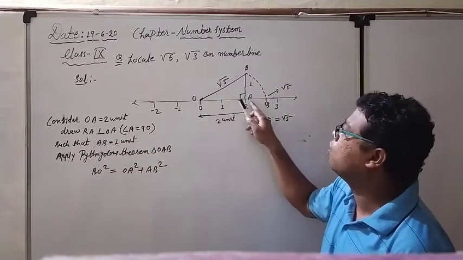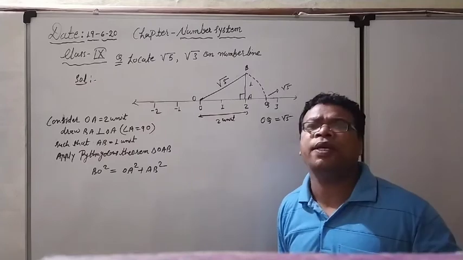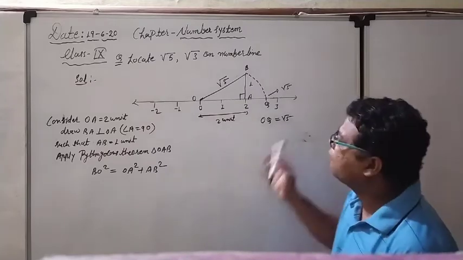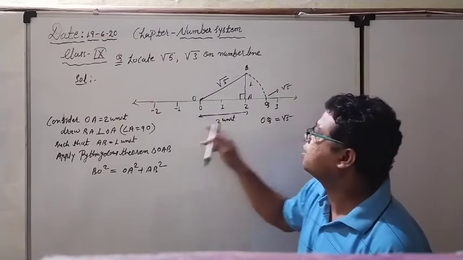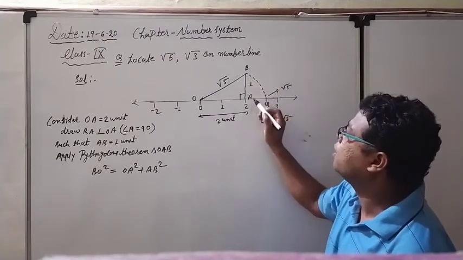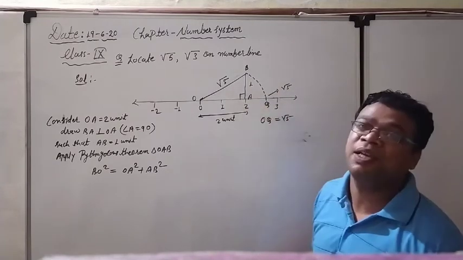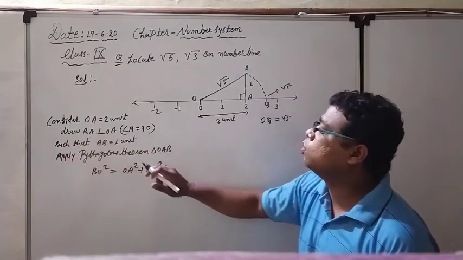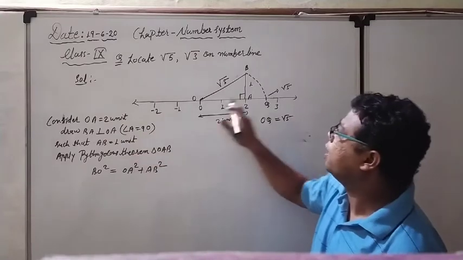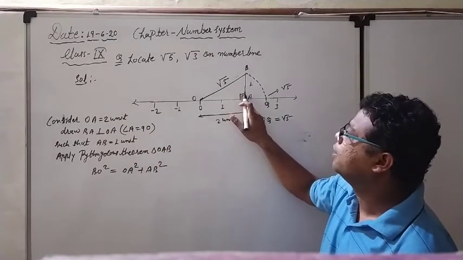Whatever you have drawn, whatever unit, either it is 2 or 1, after that you have to draw just the perpendicular on it. In such a way that angle A will be considered 90 degrees. See here, draw BA perpendicular to OA. Right now, angle A is equal to 90 degrees. Okay.